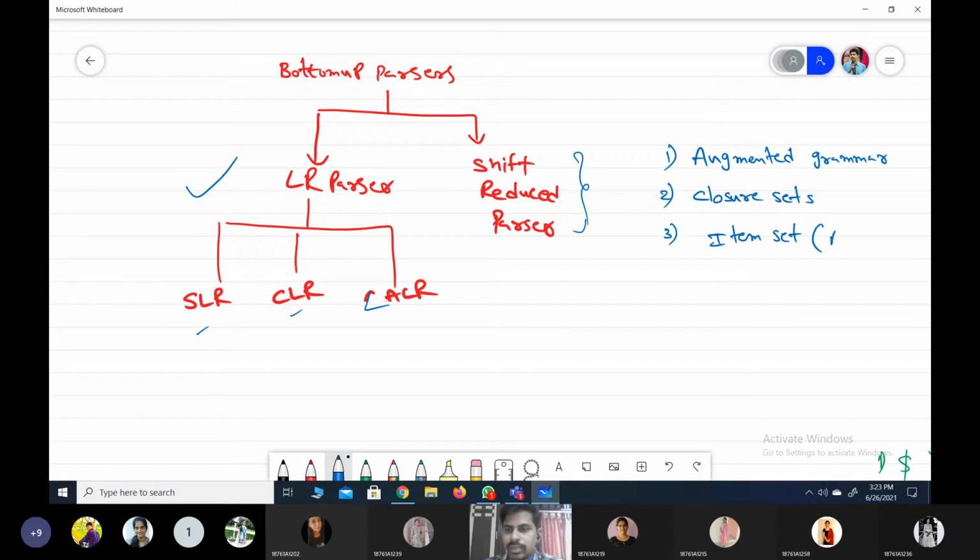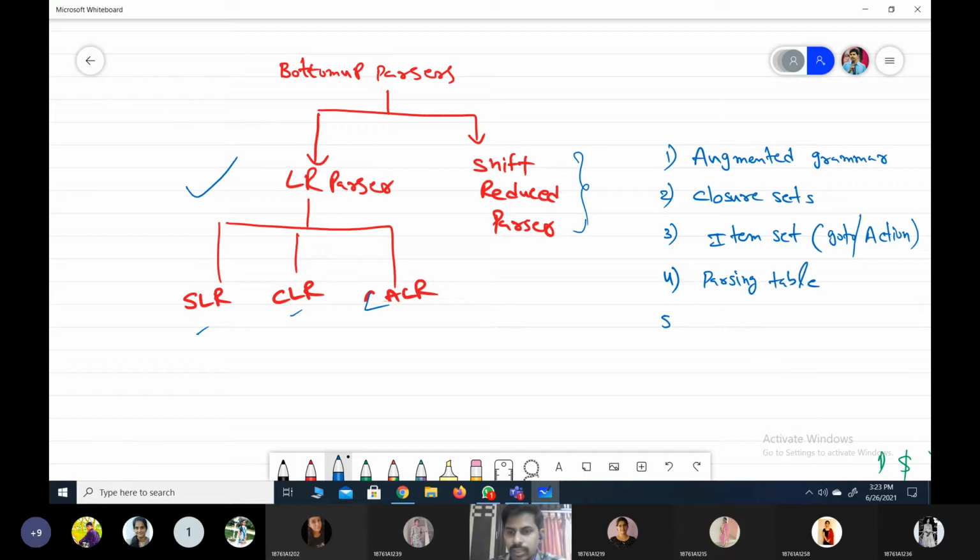In the item set construction, we are using the action part and then the goto part. Most of the time in item set construction we are using the goto part, but moving towards the parsing table, we are going to talk about the action part also. After that, item set construction is over, and then we are in a position to construct the parsing table.